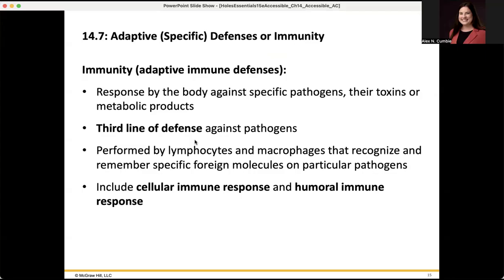Lastly, we'll move into adaptive specific defenses. This is going to involve lymphocytes. We term this our third line of defense. This is when we actually start producing cells that can recognize specific pathogens. And these cells, these lymphocytes, are put into two categories. One we call cellular immune response. This is going to involve T cells, mostly. And then humoral immune response is going to involve antibodies that B cells make.